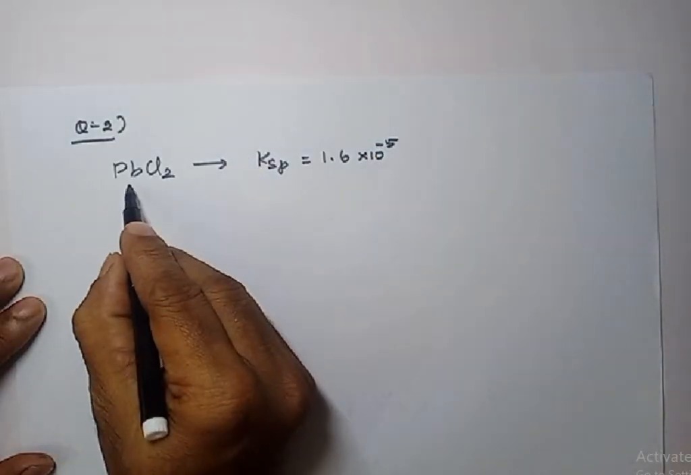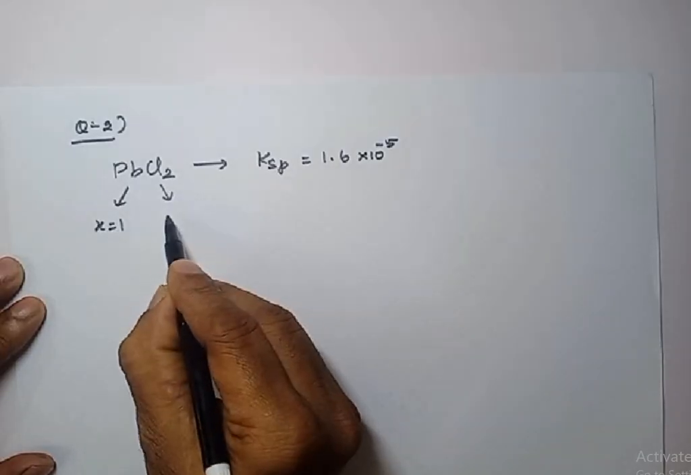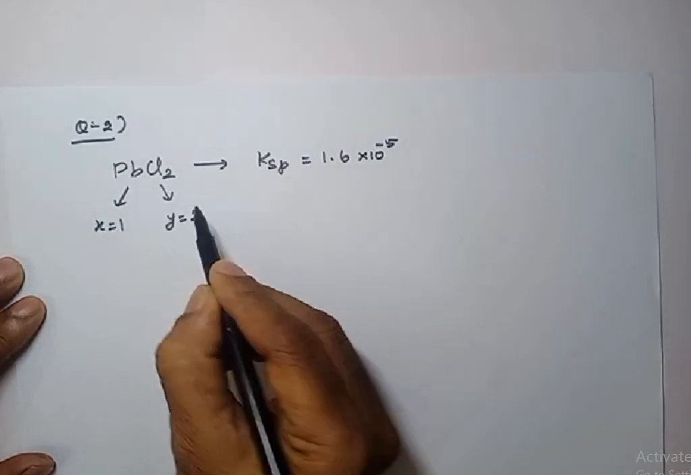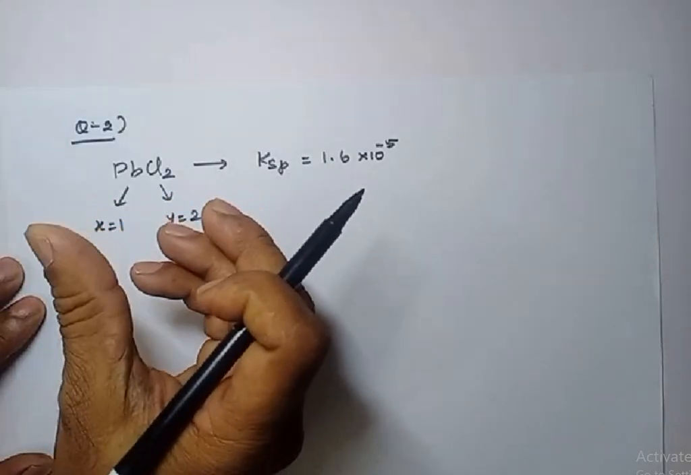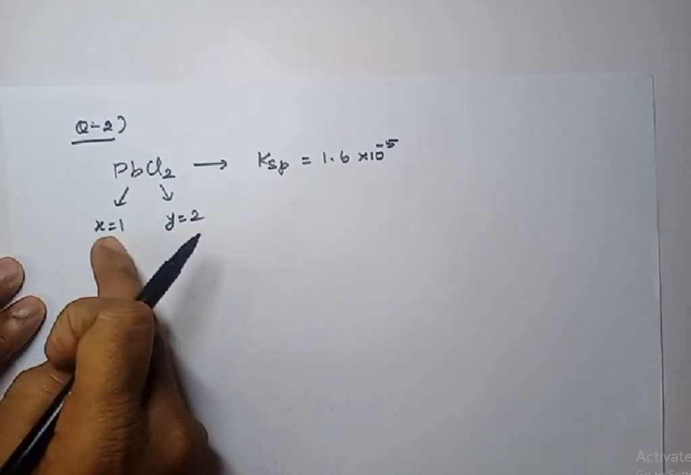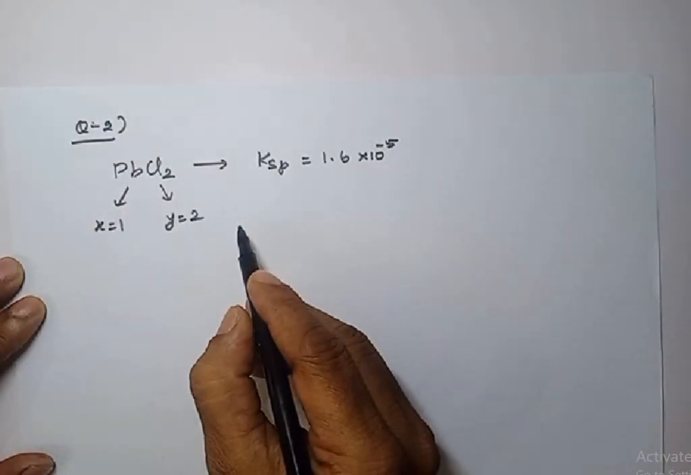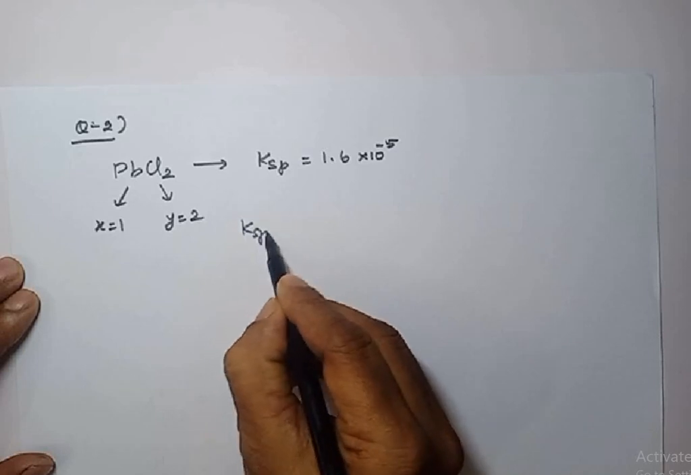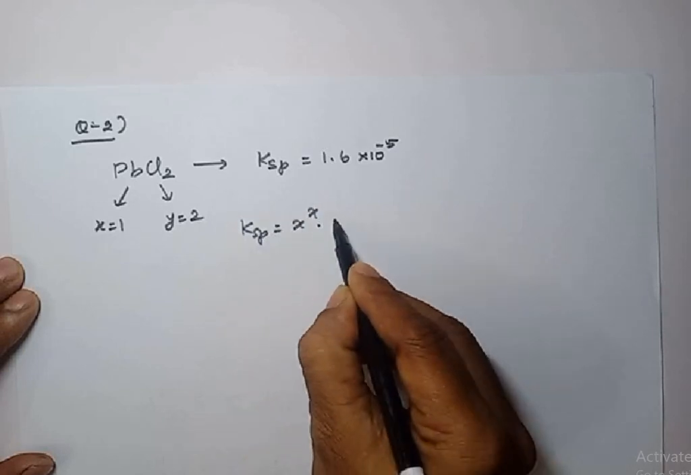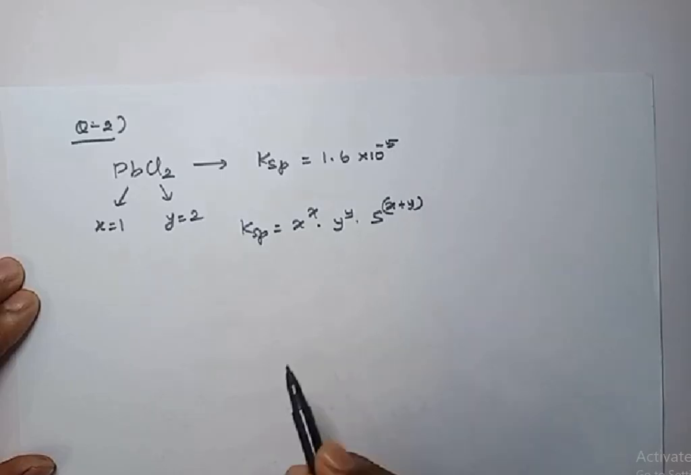We know very well, lead chloride will give one cation, X equal to 1, and it gives 2 anions. So one molecule of lead chloride gives 1 Pb2+ ion and 2 chloride ions. So X equal to 1, Y equal to 2. Now what is the relation between Ksp and solubility? Ksp equal to X to the power X, Y to the power Y, and S to the power X plus Y. This is the general formula.